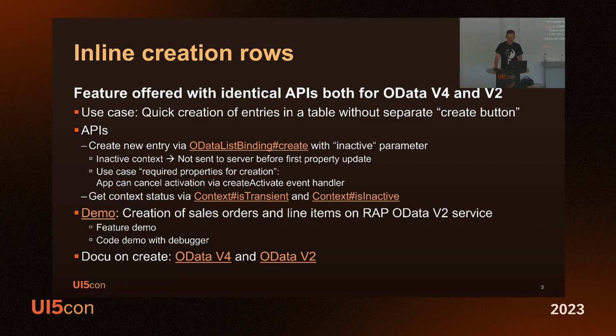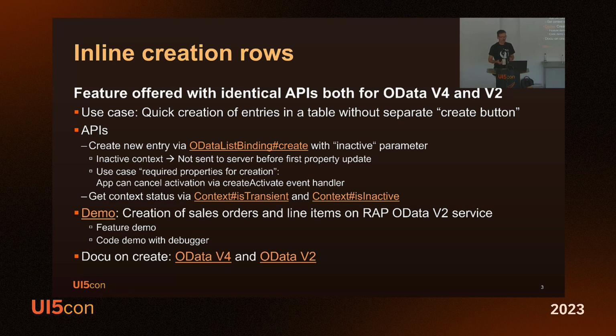And how is it activated? It is activated on a property update. Once the user edits something or enters a value in this row, changes a value for this context, the context is going to be activated and behaves like a normal created row. So it will send a request, and it will also be reset when you reset the changes for your model. At the point in time when this property update happens, the list binding fires a create activate event.